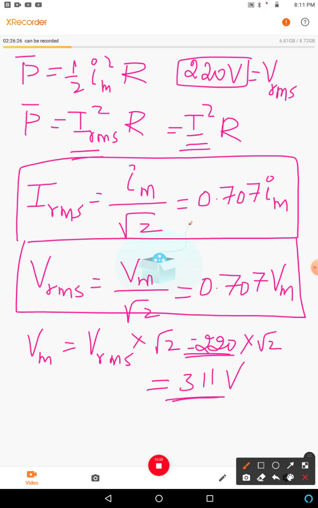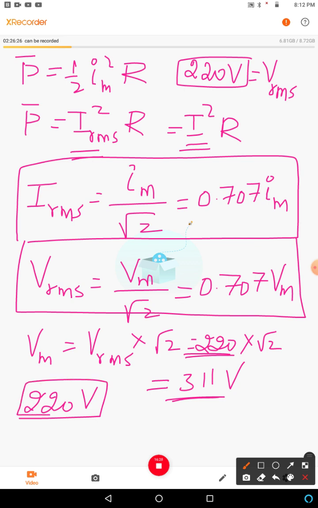So in AC, you only talk of the RMS value. If somebody is talking of AC and gives a value of voltage or current, you should understand that the value given is only the RMS value, unless he specifies mean value, maximum value or peak value. Otherwise the value given is the RMS value. The voltage supplied to home is 220 volt, and you should understand that this is VRMS.